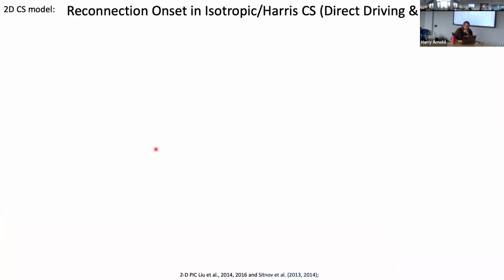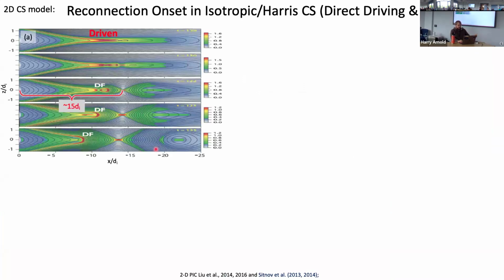So there's an issue here. And when you do these isotropic Harris current sheets in PIC models, you see something kind of similar. So this is one PIC simulation where they're driving with an electric field at the top and bottom boundaries, and they get reconnection here at about 15 DI, which DI is about, what is it? 15 DI corresponds to about 1.5 Earth radii.